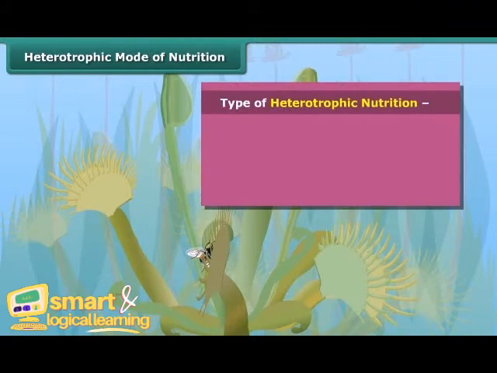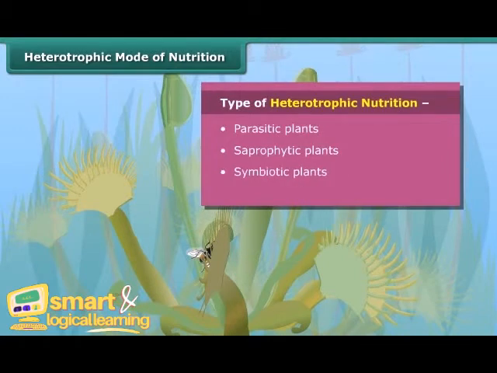There are 4 types of heterotrophic plants: parasitic plants, saprophytic plants, symbiotic plants, insectivorous plants. Now let's learn them one by one in detail.